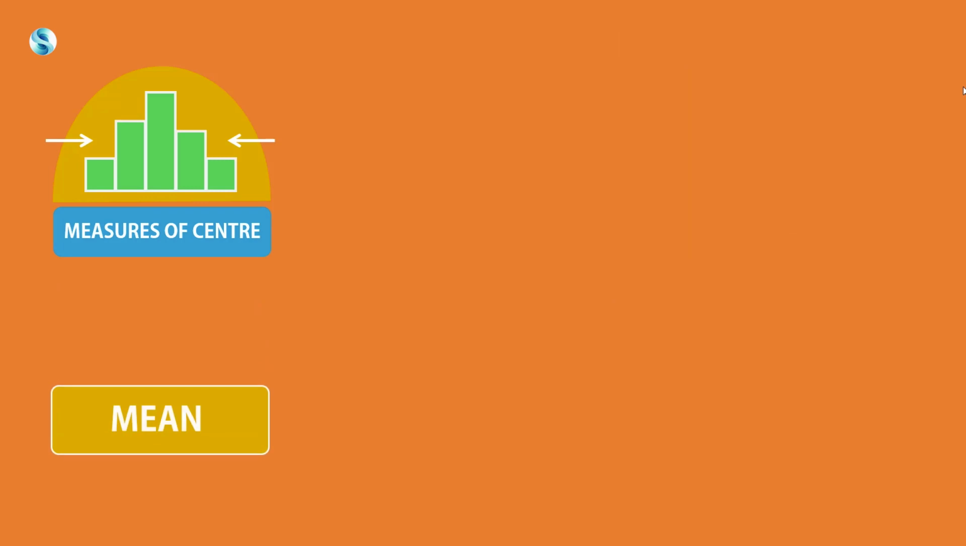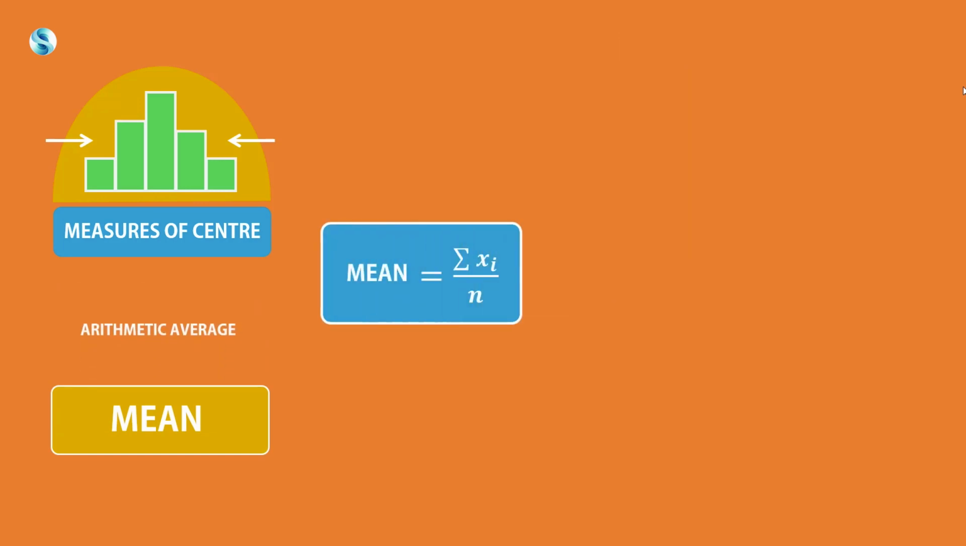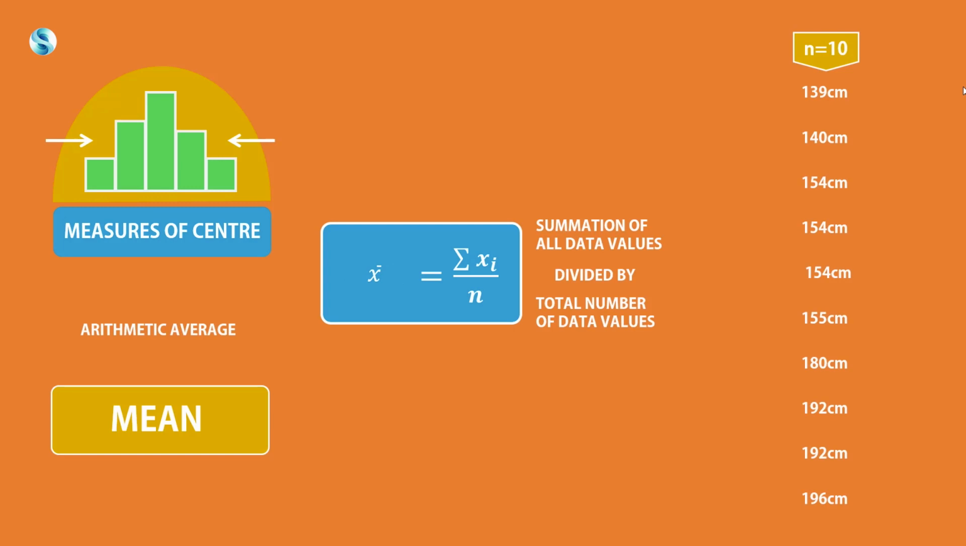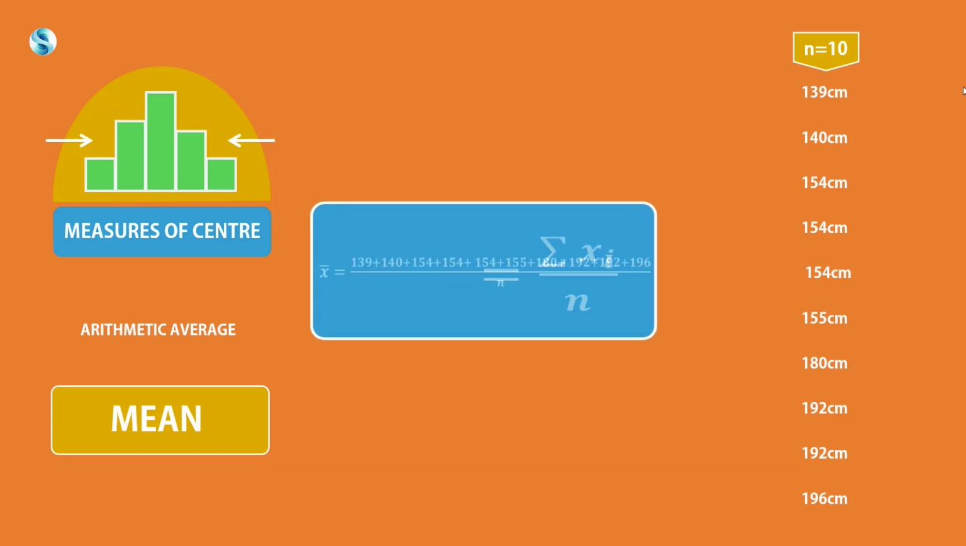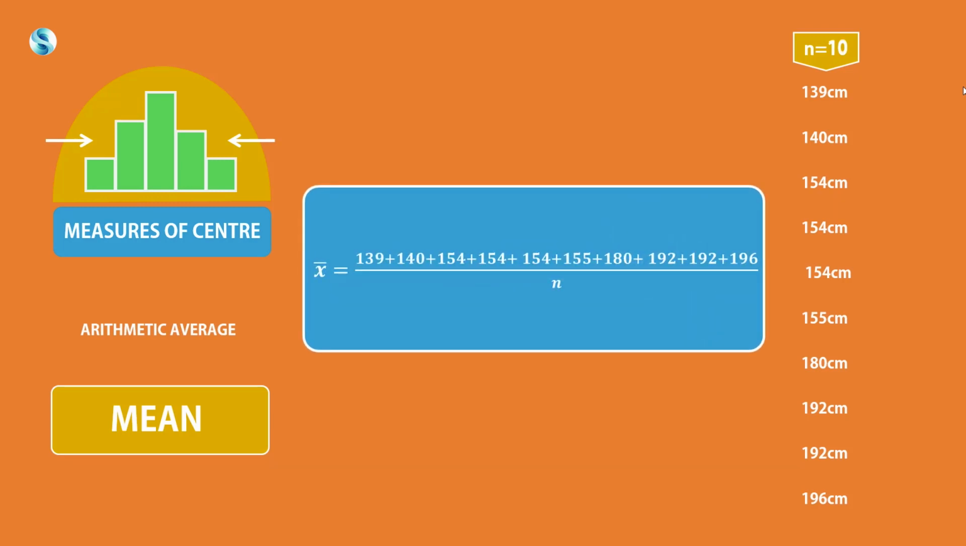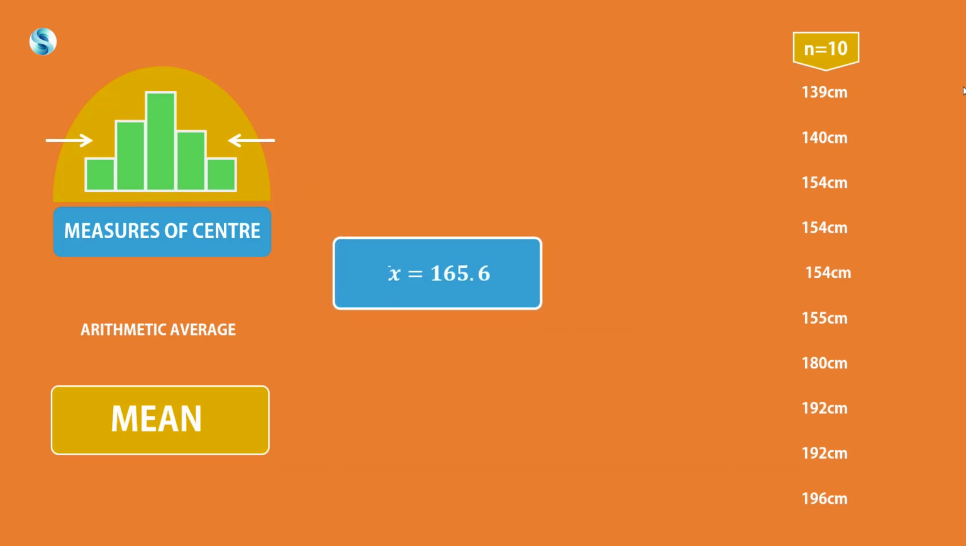The last measure of central tendency we will talk about is the mean. The mean is just another name for the arithmetic average. The formula for the mean is as follows. It is equal to the summation of all data values divided by the total number of data values. If our mean comes from a sample, we call it x bar. So to get the mean for this sample, we add up all the data values, and since there is a total of 10 values, we will divide it by 10. As a result, we get a mean, or x bar, of 165.6.